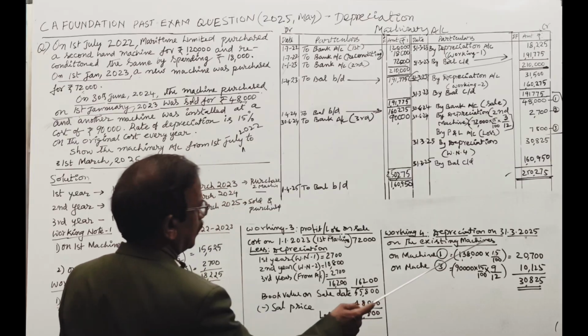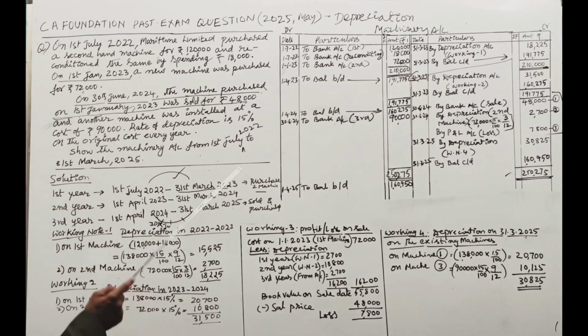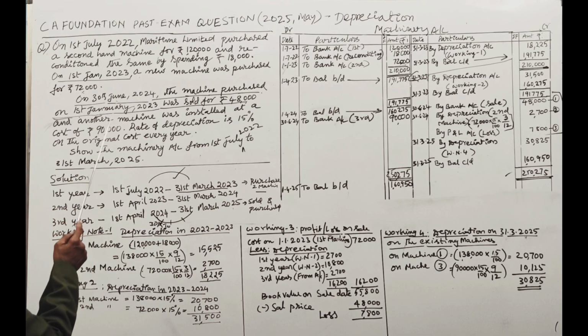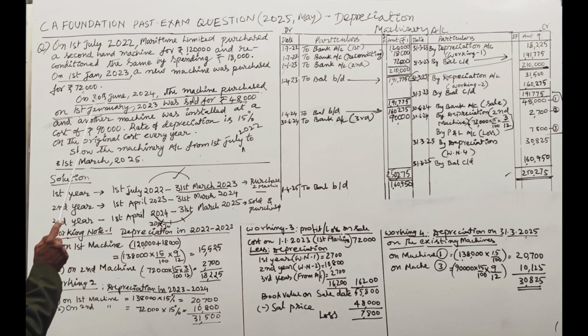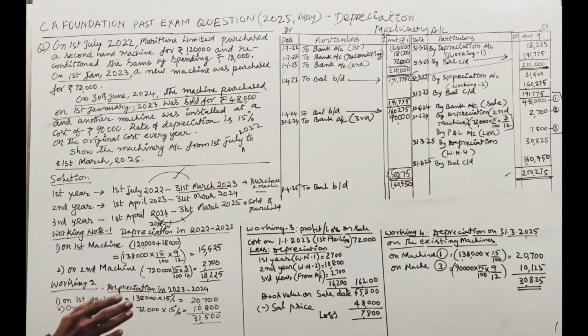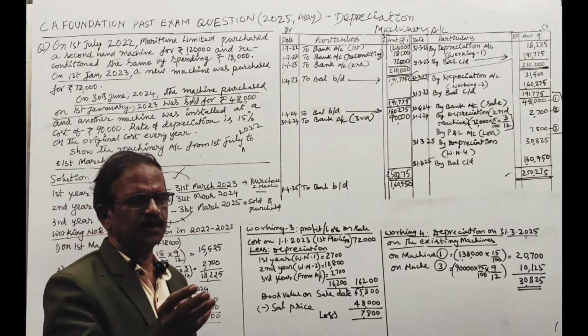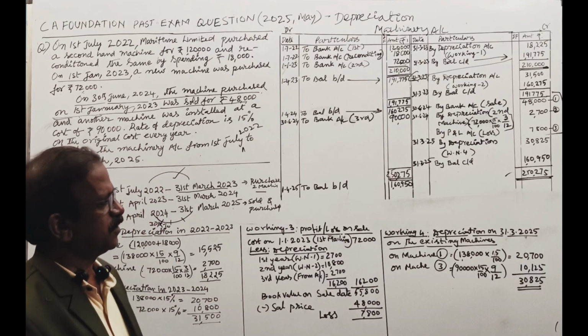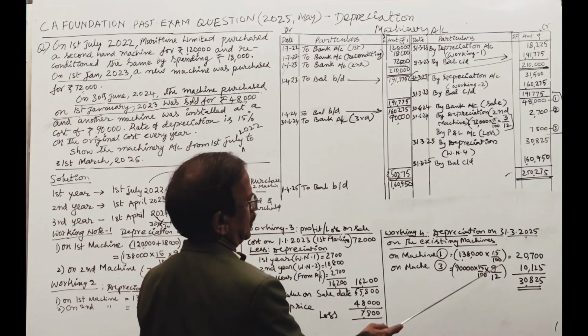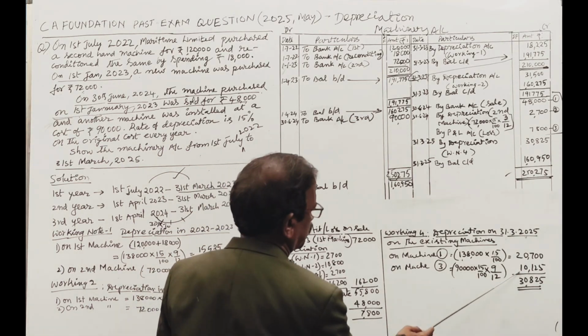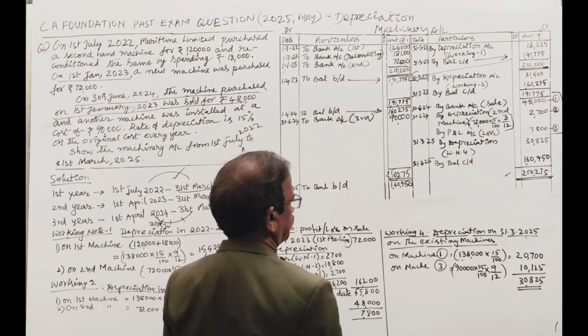Why 9 by 12? You have to see the date of purchase. When was it purchased? On 30th June. On the date of sale, on the same date, another machine is purchased. So from June 30th means June is over. From July you have to count. From July to coming 31st March, 9 months. So for 9 months you have to calculate the depreciation like this. Now it came to be 10,125.